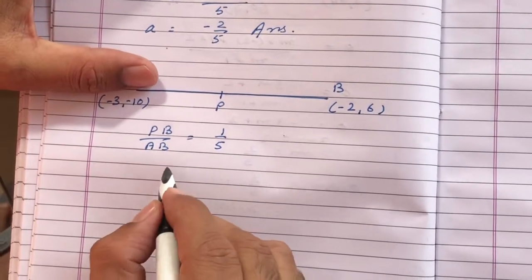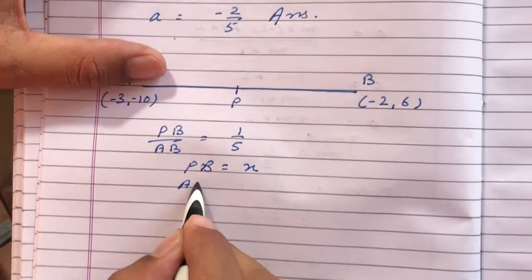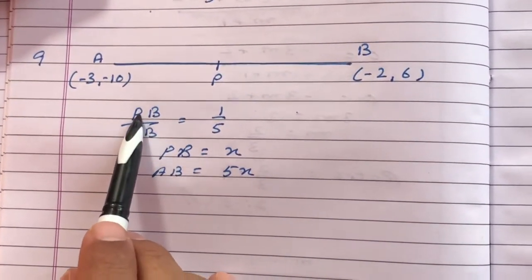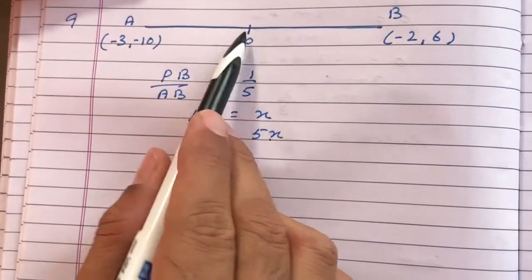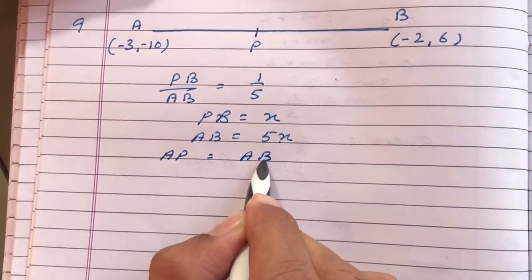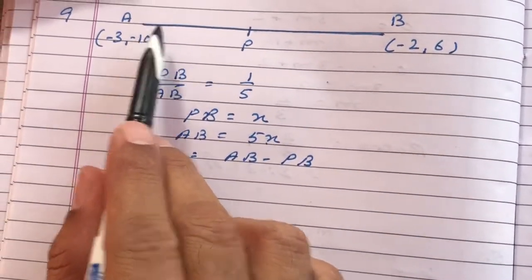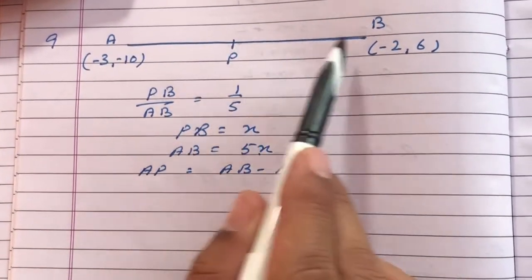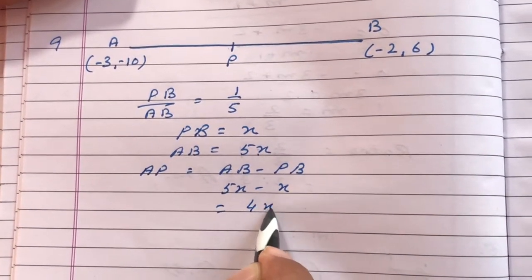Now let PB equal to x, then AB is equal to 5x. I have to find the ratio. If I take PB is equal to x, then AB is 5x. Then what is AP? AP is AB minus PB. This whole line AB is 5x and PB is x. Then AP is AB minus PB, 5x minus x, it is 4x.